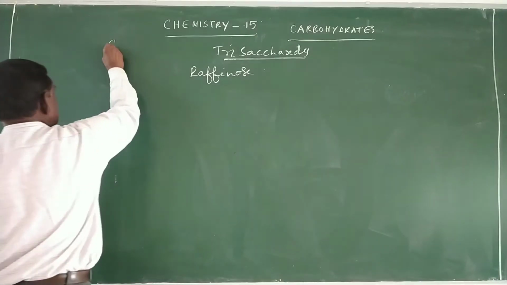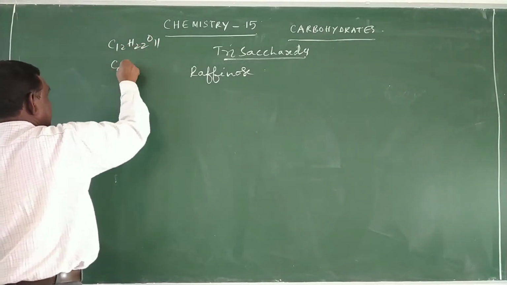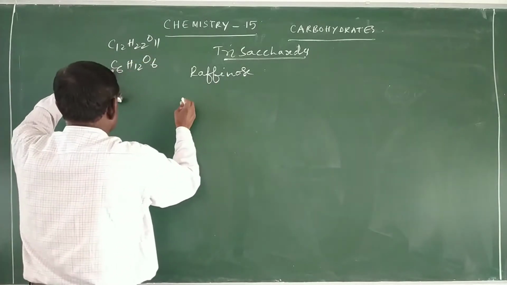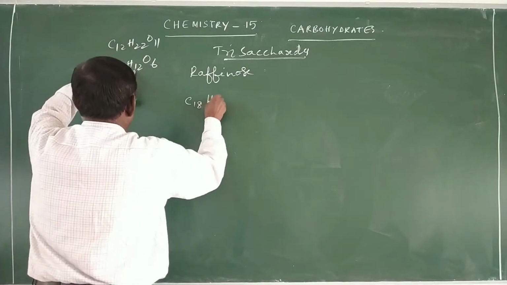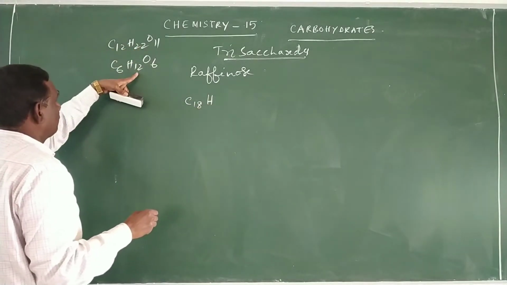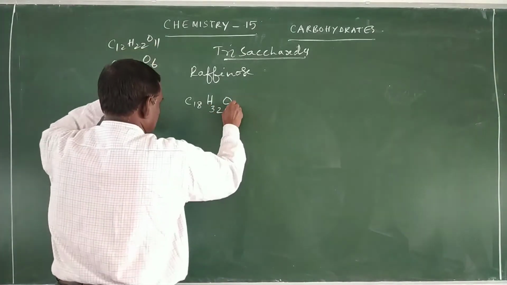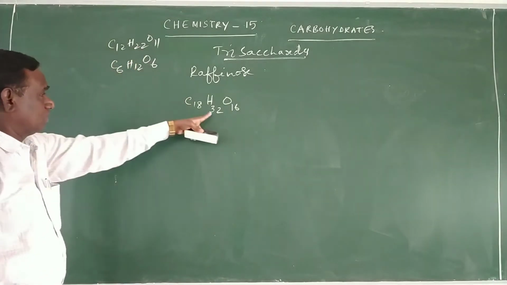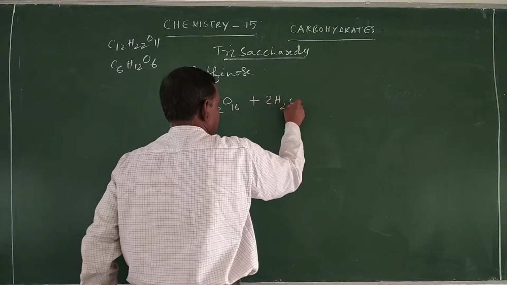That is C12H22O11. It is disaccharide. C6H12O6 is monosaccharide. So for raffinose, it is C18 and H, that is 34 minus 2 is 32, O 17 minus 1 is 16. So you have to add 2H2O.